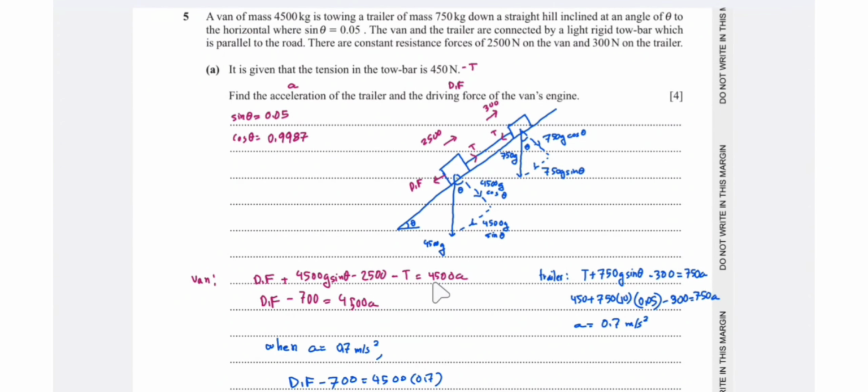Here the mass is 4500 and the acceleration is a, so mass times acceleration. Similarly, the mass here is 750 and the acceleration is a, so mass times acceleration.